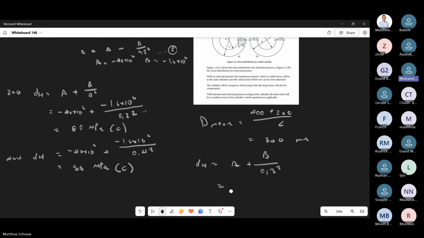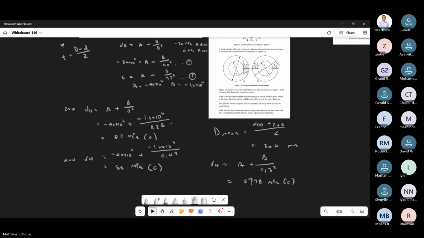Negative 57.78. Negative 57.7. Okay, again compression. The sensors are very important. Luckily with this approach, you can see it comes out compressive.